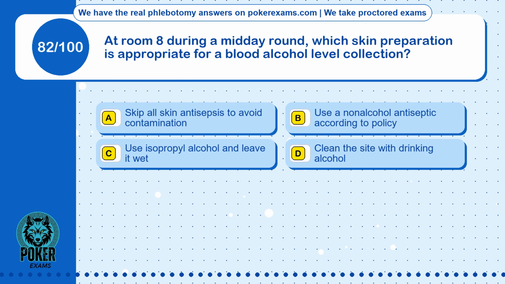Question 82. At room 8 during a midday round, which skin preparation is appropriate for a blood alcohol level collection? Option A. Skip all skin antisepsis to avoid contamination. Option B. Use a non-alcohol antiseptic according to policy. Option C. Use isopropyl alcohol and leave it wet. Option D. Clean the site with drinking alcohol.